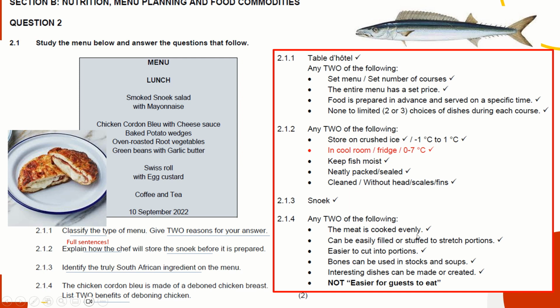The meat is cooked evenly. It can easily be filled or stuffed to stretch the portions. You can yield more portions from that dish. It's easier to cut into portions. Bones can be used to cook stocks and soups. Interesting dishes can be made or created, but not: it is easier for the guests to eat. Definitely not.